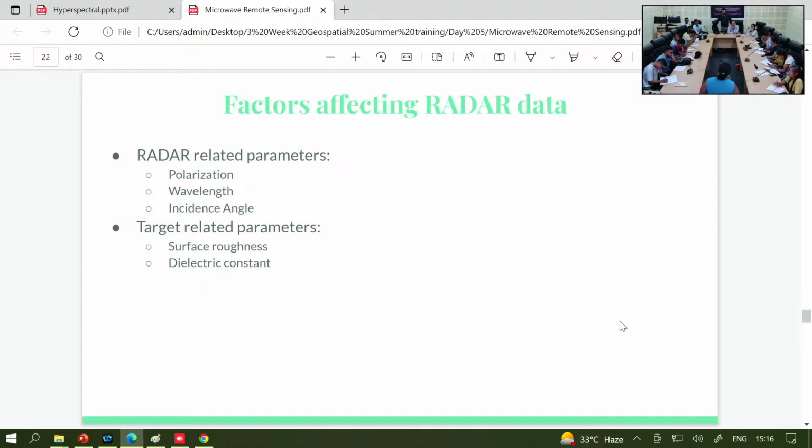Then the slant way, and the near range and far range. Yeah, no worries. The distance between the near range and the far range is called the swath. All right.